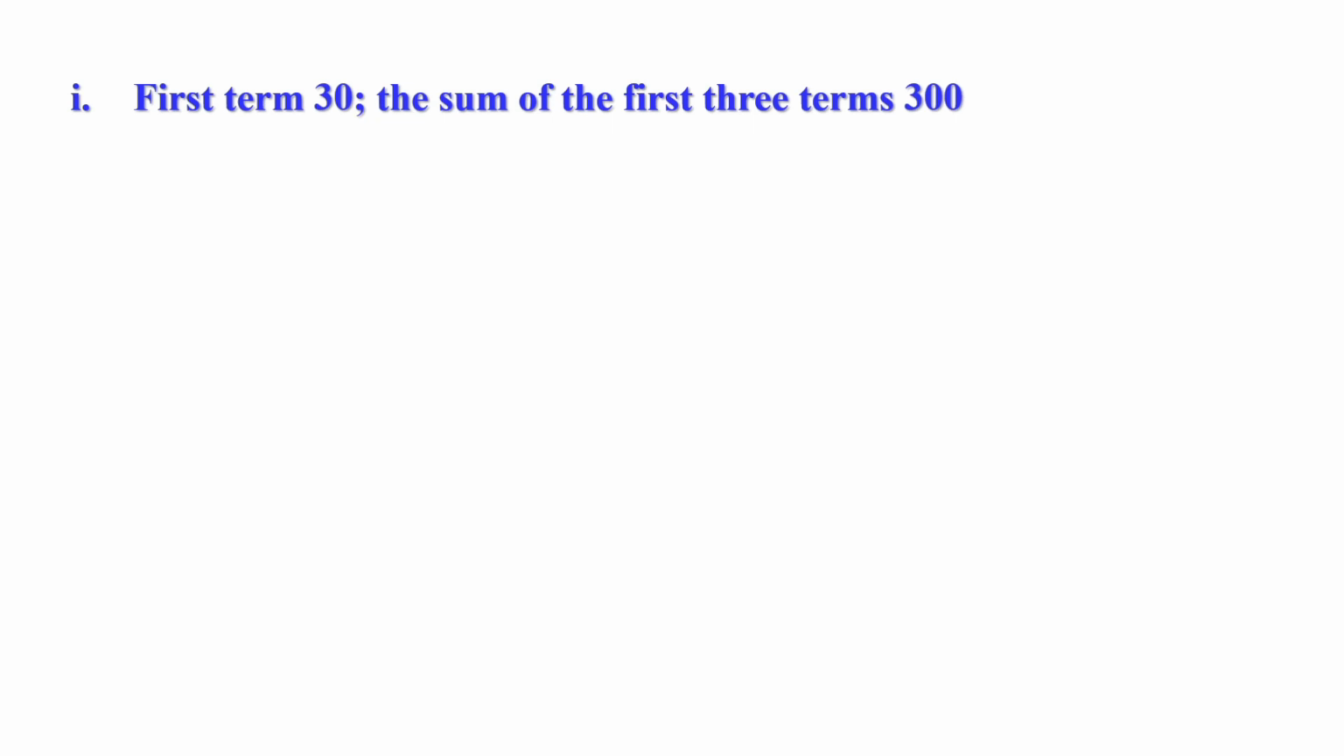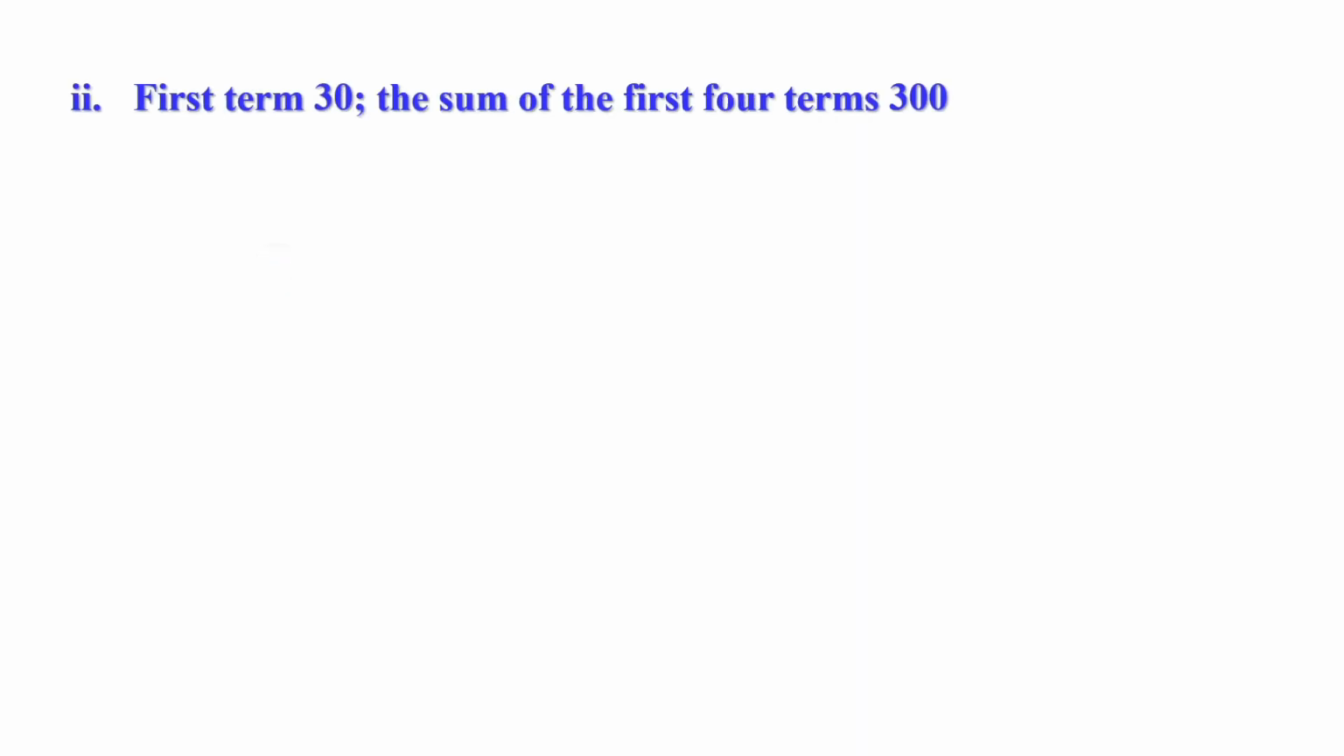First term 30, the sum of the first 3 terms is 300. When we take 3 terms, the sum is 3 times the middle term. Here second term is the middle term. So we can say second term equal to 300 by 3 or 100. Now the first term is 30, second term is 100. So the common difference is 70 and therefore the third term is 170.